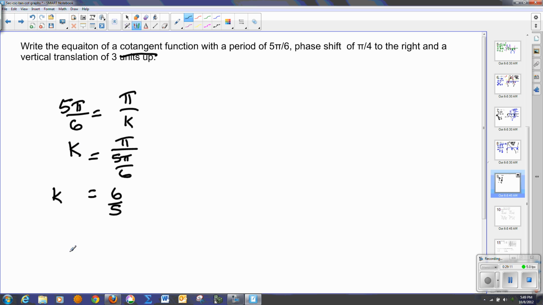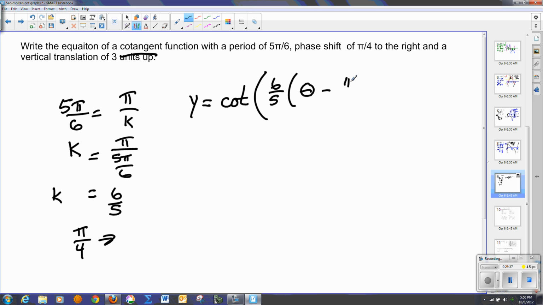I have a phase shift of pi over 4, and that's to the right. So therefore, I know I have y equals my cotangent. I'm going to put my k value of 6/5 in parentheses. I'm going to go theta minus my phase shift, pi over 4, inside, and then I have a translation of 3 units up. So outside, I'm going to add 3, and that'll take care of it.